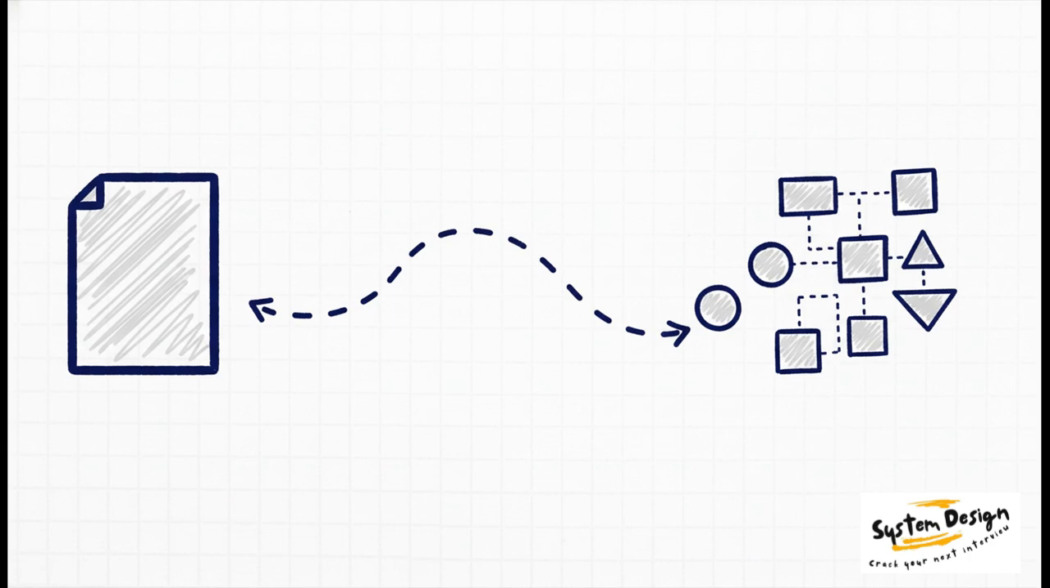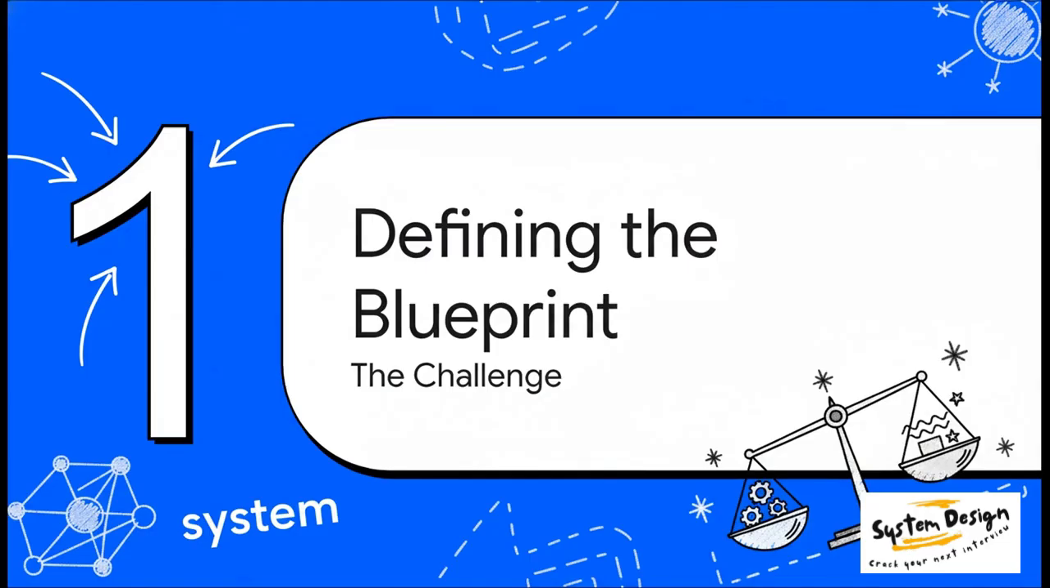So for this explainer, we're going to put on our engineering hats. We're going to approach this just like we would in a real system design interview, starting from a completely blank page and working our way to a full design. And that means starting with the most important step of all, figuring out what exactly we're trying to build. All right, let's get into it.